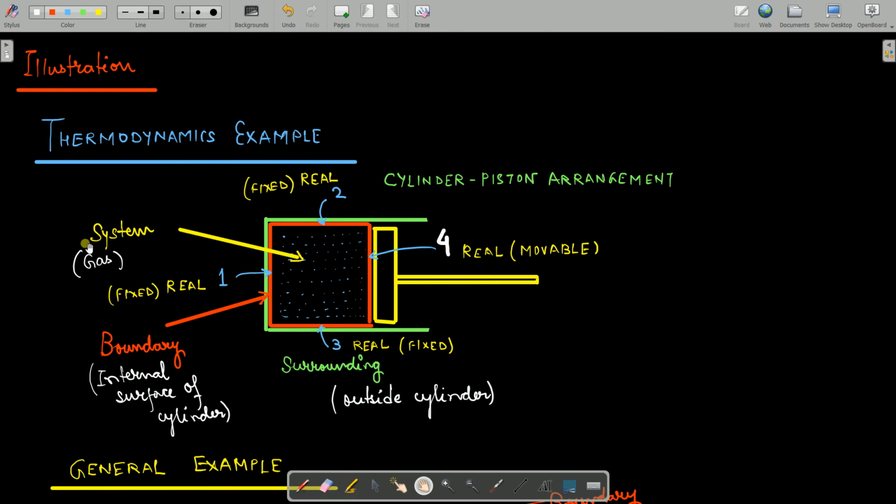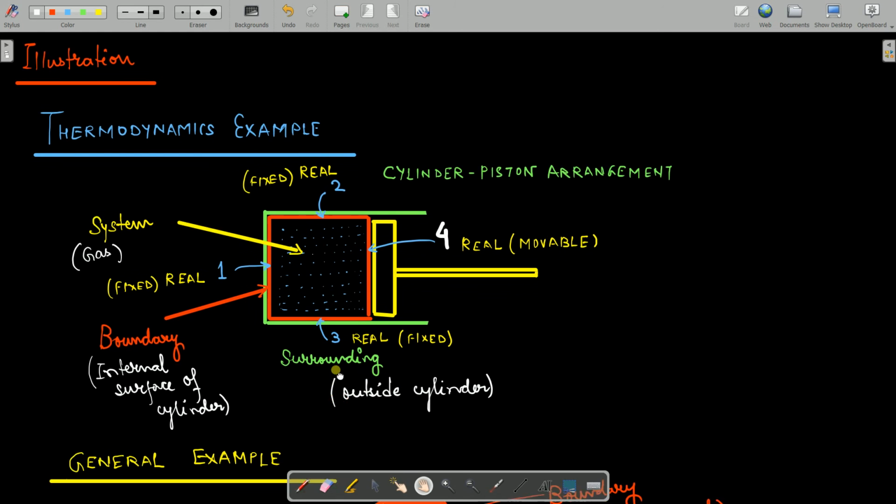So here, as you can see, we have the gas as the system, this red colored region as the boundary, and anything outside this I will consider to be my surrounding. So the region outside the cylinder is considered to be the surrounding.